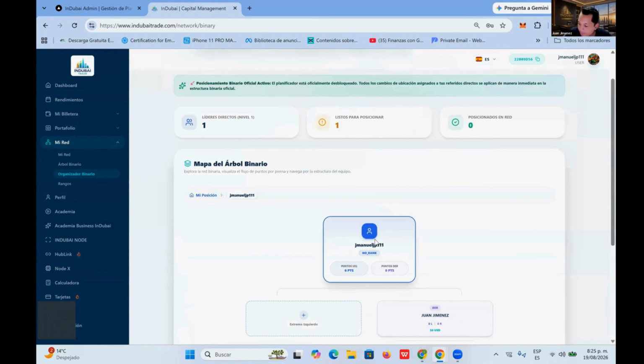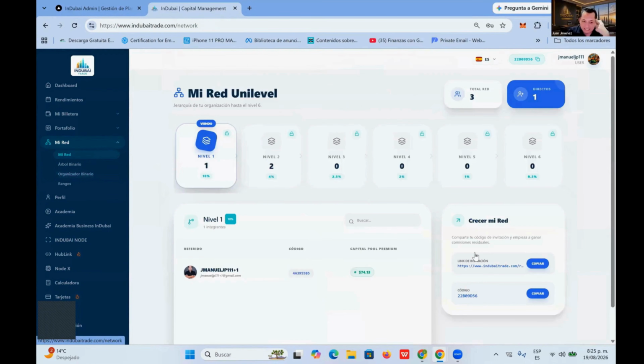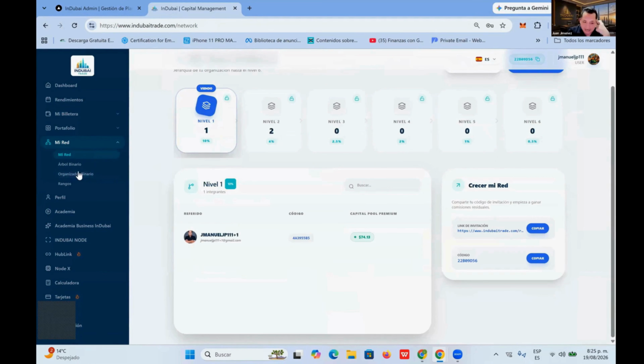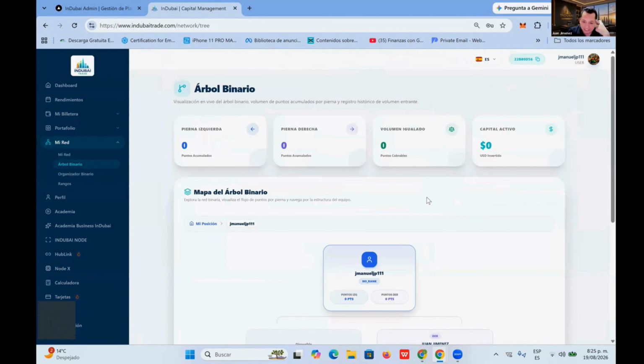So let's use the example that the link should appear there for you, the left link and the right link. And that is the link that you are going to share. That link will also be in the My Network button. The My Network one will be here, and it will also be in the binary tree so that you can place the person on the left side or on the right side.